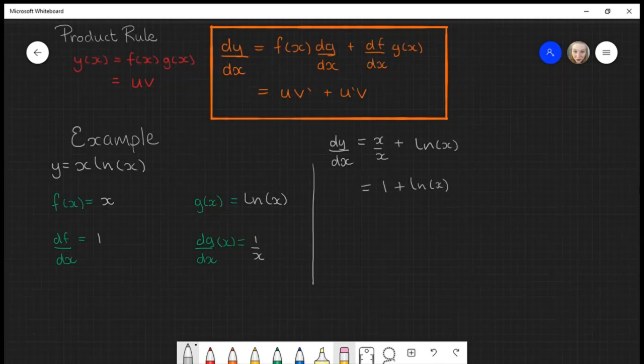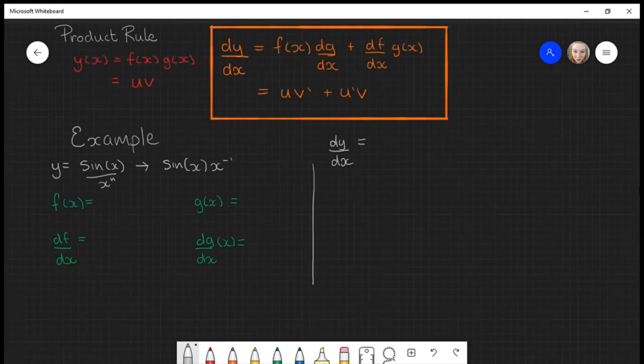Let's do another example. In this example, we'll do sine x over x to the n. I would rewrite this as sine x times x to the minus n. So we're just going to bring the x to the top. Again, f(x) here would be sine x. Therefore, the differential would be cos x. And g(x) is x to the minus n. Therefore, its differential is minus n x to the minus n minus 1.